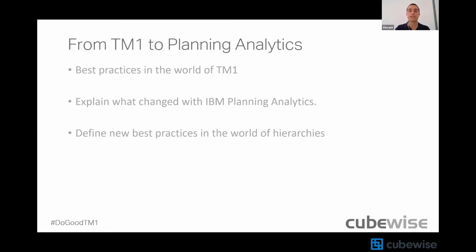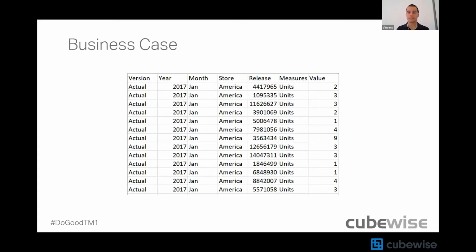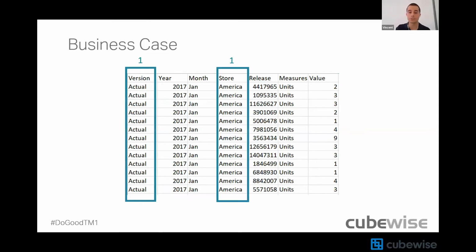So for this, I took a very common business case as a TM1 developer. You need to load some monthly data. So you get some data. In these examples, we have 7 columns: version, year, month, stores, measures, and values. To load data into a cube, you need to decide which dimensions your cube will have. There are some dimensions which are quite obvious, like the version dimension. That will be in most of your cubes, 1 version dimension, in this case a store dimension, a release dimension, as 1 release can be in multiple stores, then a measure dimension. This is where we will store the data.